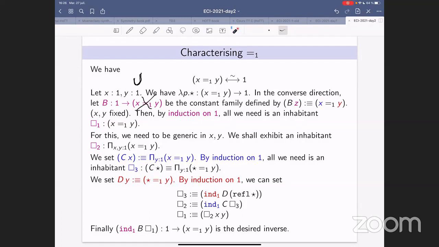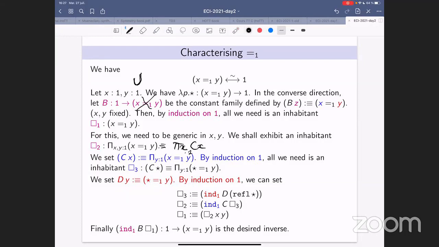Okay, so by induction on 1, my problem gets reformulated at this stage to find a guy in this type, P y x C x. Okay, this is repackaging. Yes. Okay. So I need to find some guy here. And for this, I will use induction on 1.